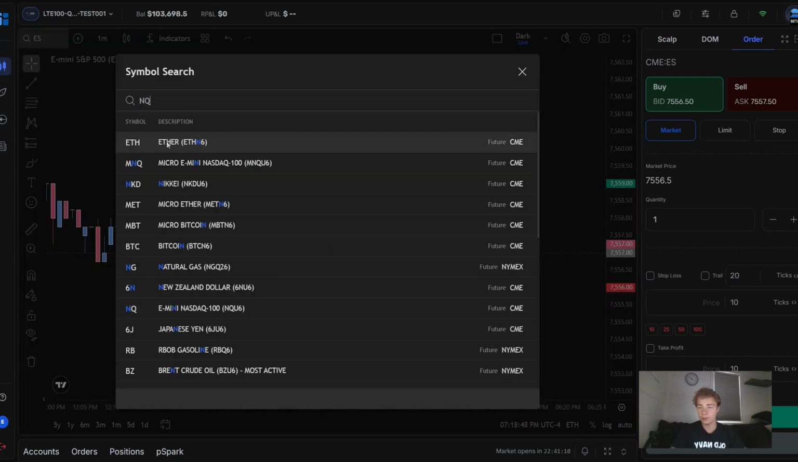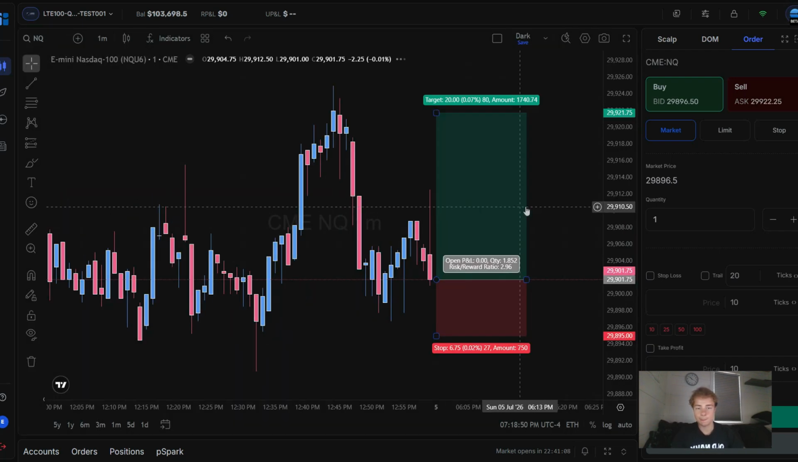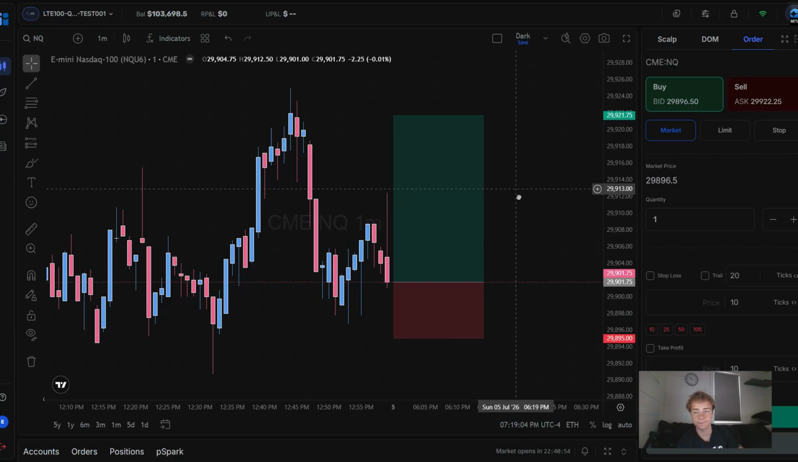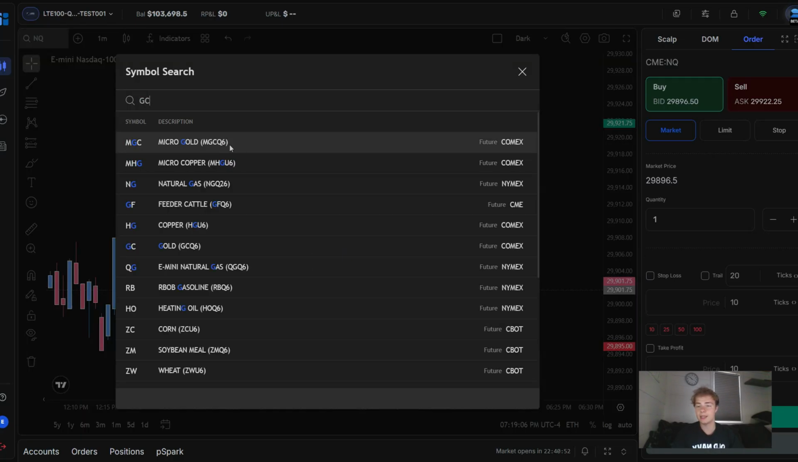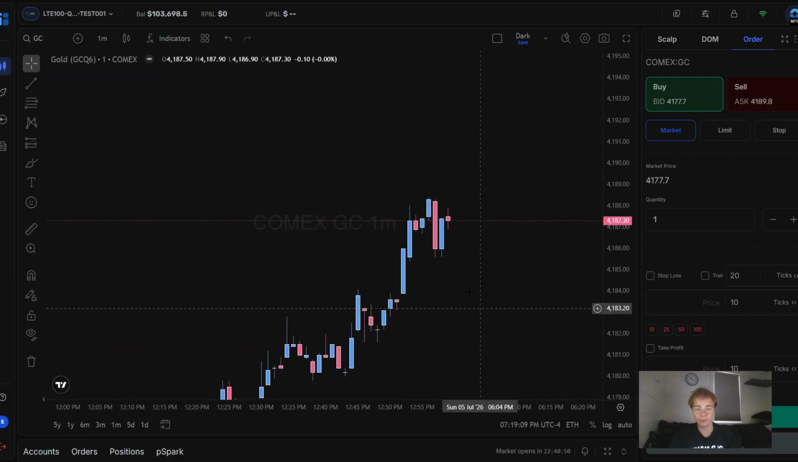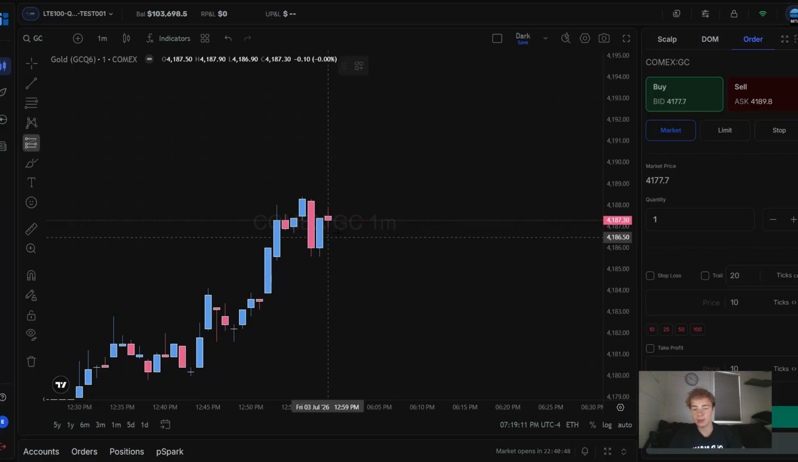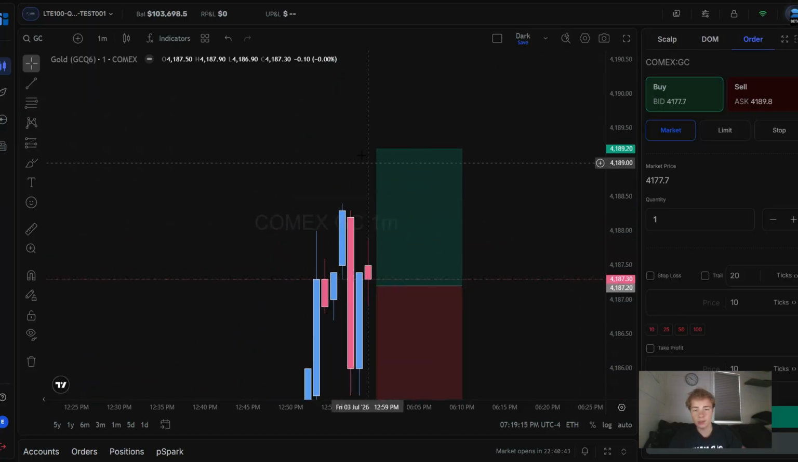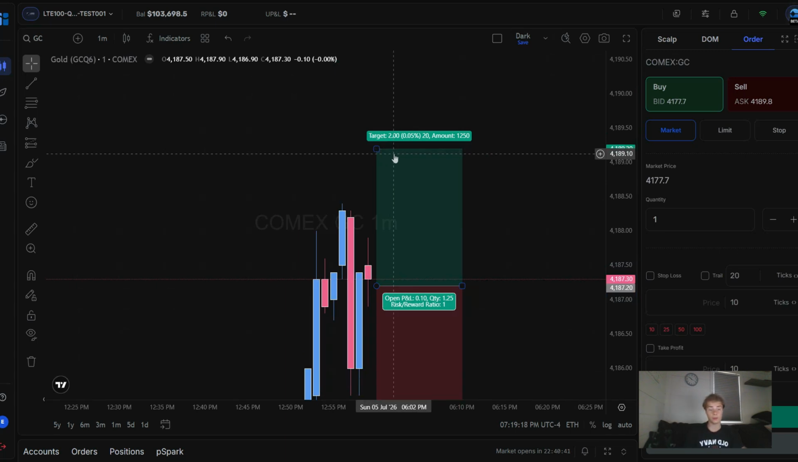On NQ, if I took a trade right here, took a long position, and hit TP at 20 points, it is $20 per point, which means that this would be a $400 trade right here. And let's take a look at GC as well. Same thing. If I were to take a long position right here and hit take profit at 2 points right here, that would be worth $200 because it's $100 per point.